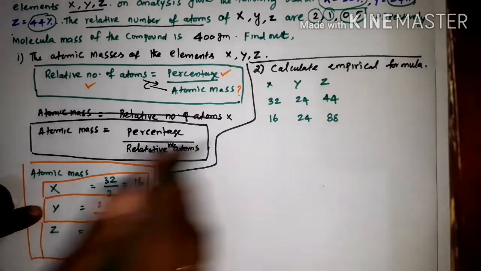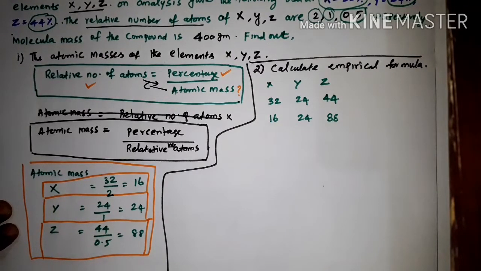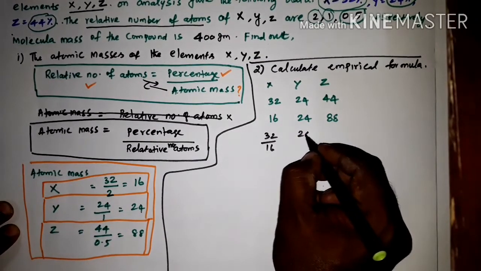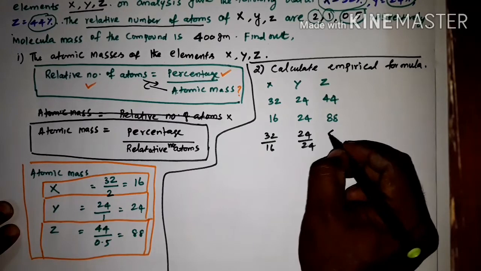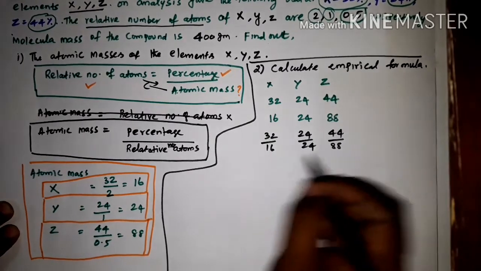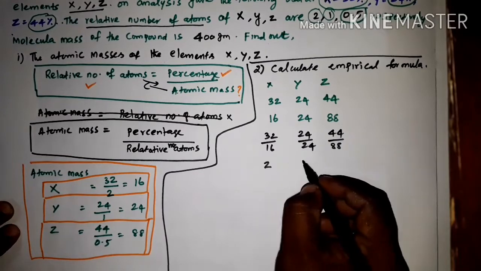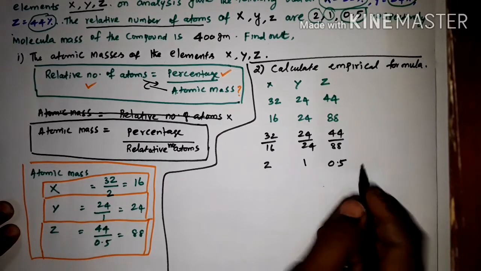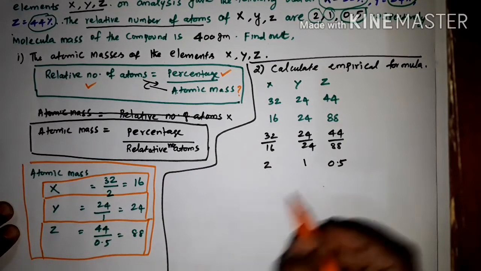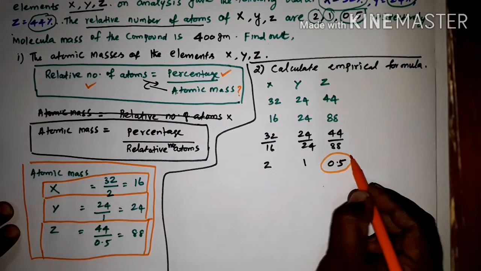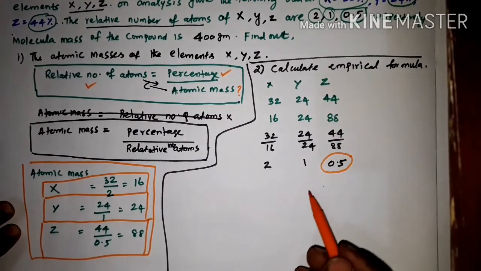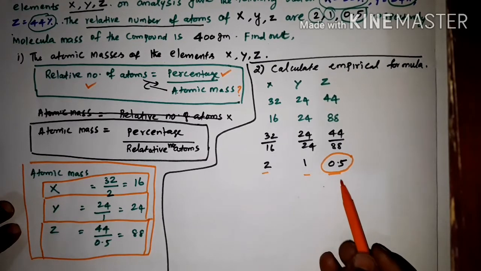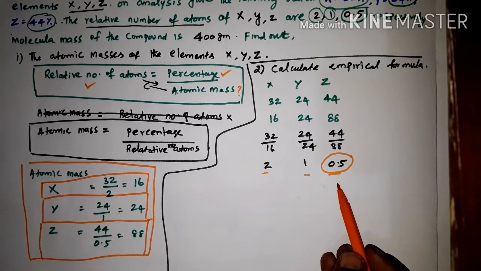Next is number of moles. How will you calculate the number of moles? The mass, that is 32 divided by 16, 24 divided by 24, 44 divided by 88. Now this is 2, this is 1, this is 0.5. This is the number of moles. But see here, 0.5 is the number of moles of Z. Actually, to calculate the empirical formula, all these values must be whole numbers. Clear?